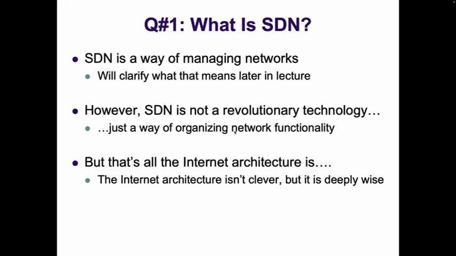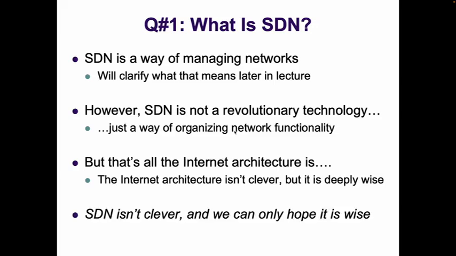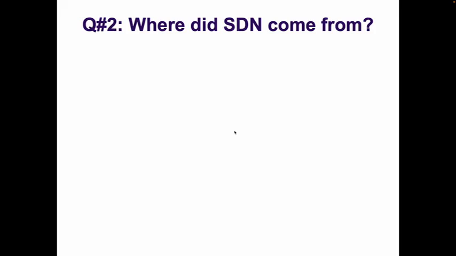So that's the deep wisdom of the internet architecture, that it could withstand all that, not that there's some piece of cleverness in it. So I can tell you up front that there is nothing clever in SDN, but we can hope that it's wise. But we won't know this for 30 or 40 years. Okay, but that's all SDN is, a way to organize the management of networks.